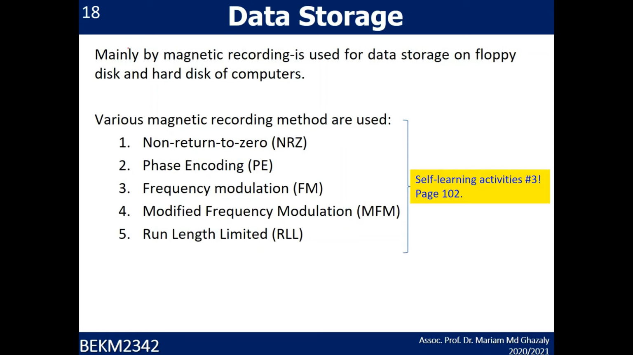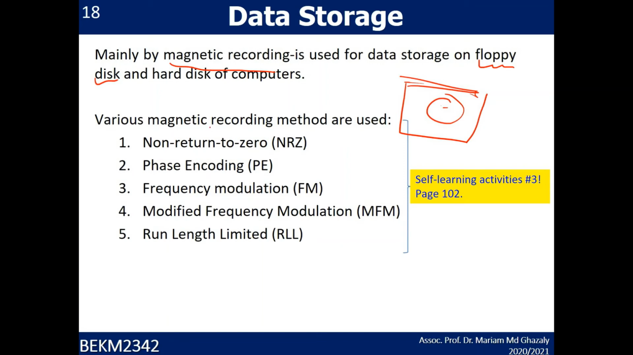And next is data storage. This data storage is mainly by magnetic recording. It's used for data storage on floppy disks and hard disks of computers. I'm not sure if nowadays you know what a floppy disk is. It's the large black thing with the middle part here, and you insert it into the disk drive. Nowadays we don't have floppy disks. Now we have USB drives and so on, or CDs. CDs are also not used much nowadays.